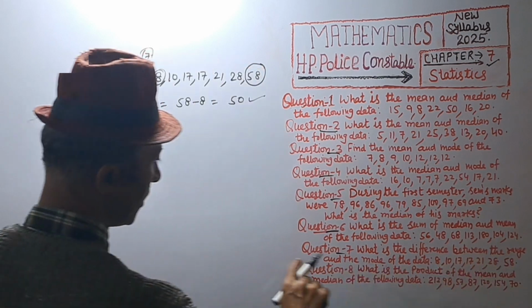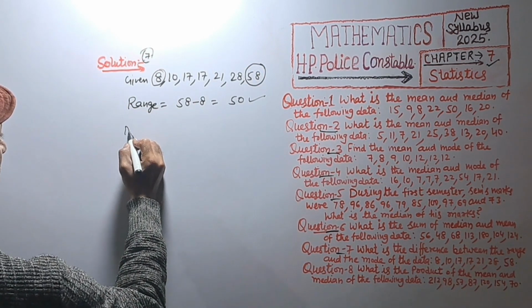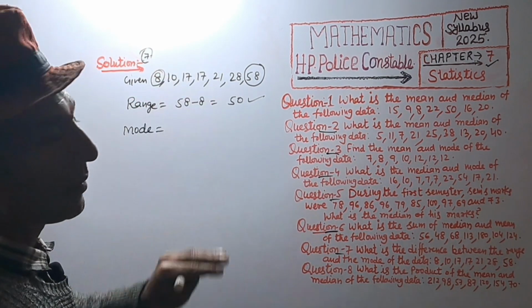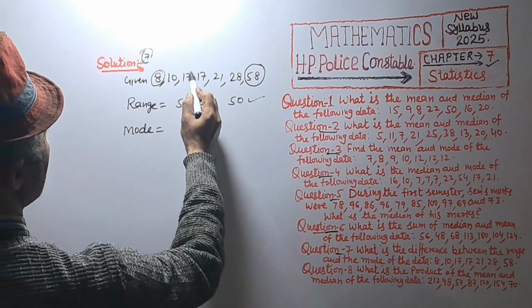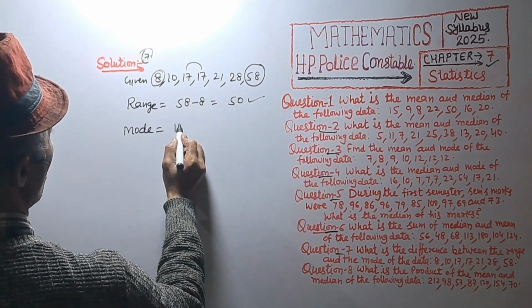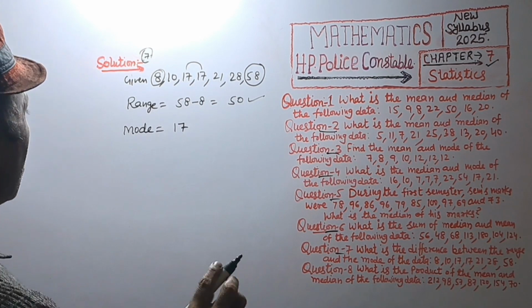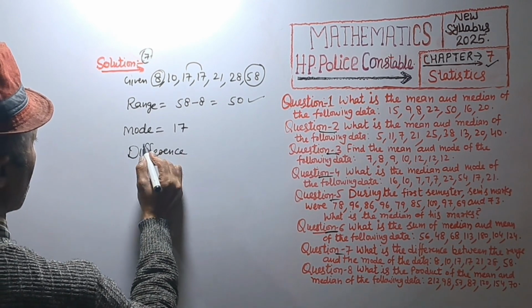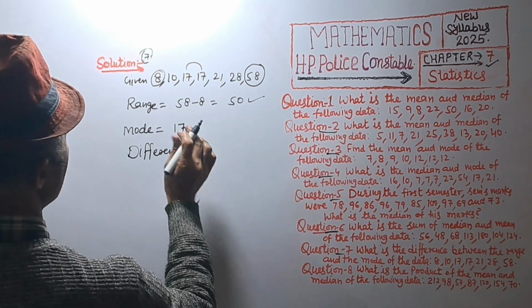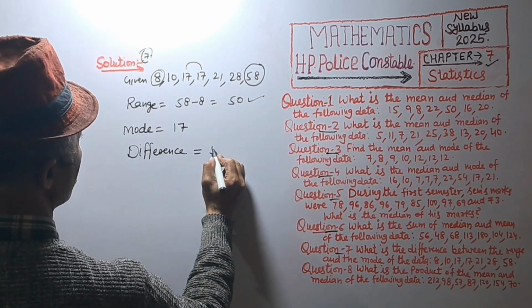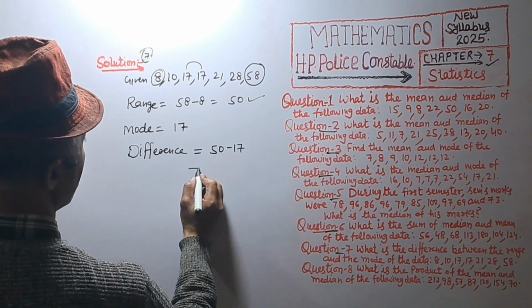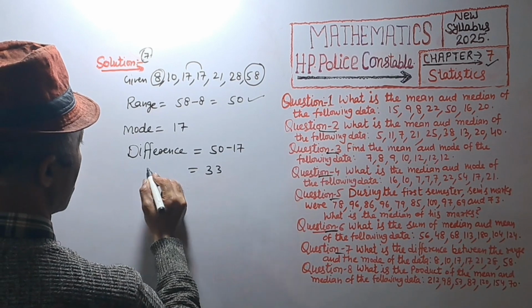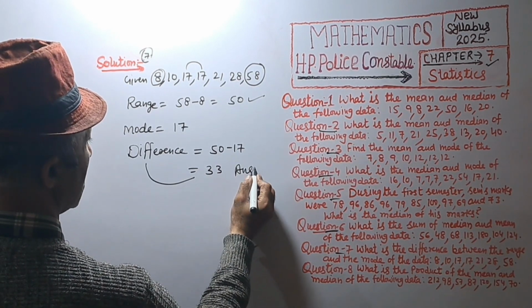And mode. Mode is the number occurring maximum times, that is only 17 two times. So mode is 17. Difference between range and mode equal to 50 minus 17. 50 minus 17 equal to 33. So difference equal to 33.